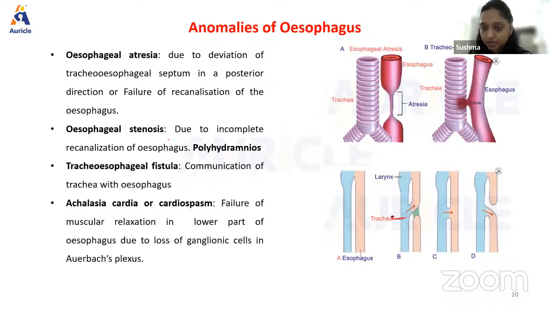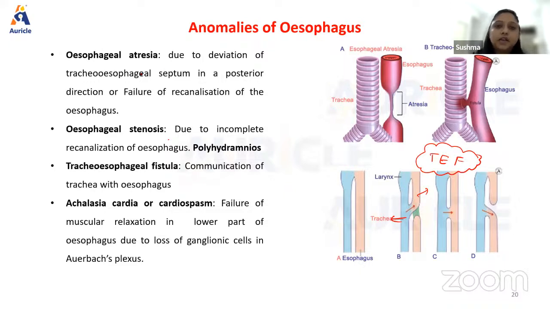You can see this trachea is in blue color, esophagus is in pink color. Ideally, it should be like this, is it not? It should be like this. There is no communication between the esophagus and the trachea. But now see what is happening. There is a communication between esophagus and the trachea because of improper development of the septum, and these defects are called tracheoesophageal fistula.